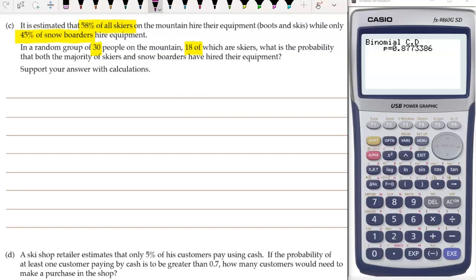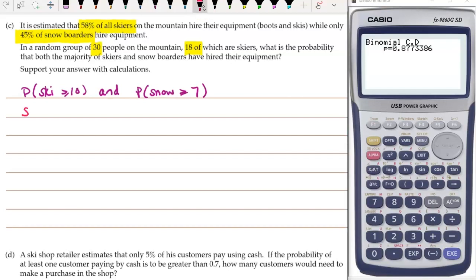So we want the probability that the skiers' hireage is more, so the majority of the skiers hired their equipment. So there's 18 skiers. We want the skiers hiring their equipment to be greater than or equal to, for majority, we want more than half. So half would be 9. We need 10 or more skiers to have hired them. And the probability that the snowboarders is a majority, well, there's 12 of them, so 7 or more would make a majority.